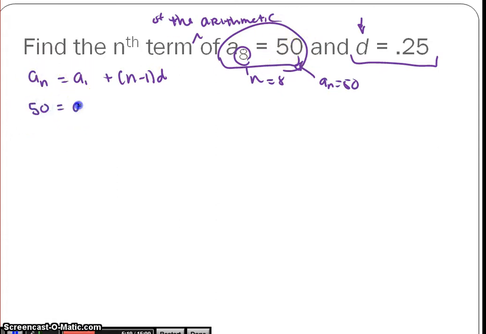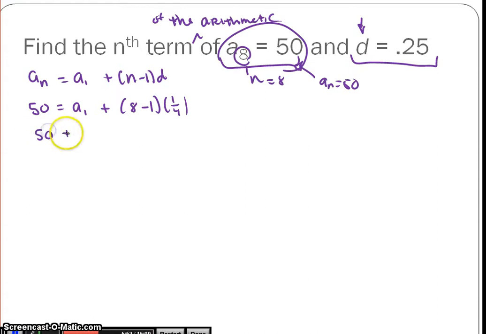equals a1. Well, I don't know what that is. I'm going to leave it as a variable, plus n. Well, when I get 50 for my term, the term number, n, is 8 minus 1 times d, which is 0.25. Okay, so first of all, I don't like decimals, so I'm going to just write 0.25 as a fraction. You, of course, have a calculator, so you can write it as 0.25. And so here I'm just going to solve for a1.